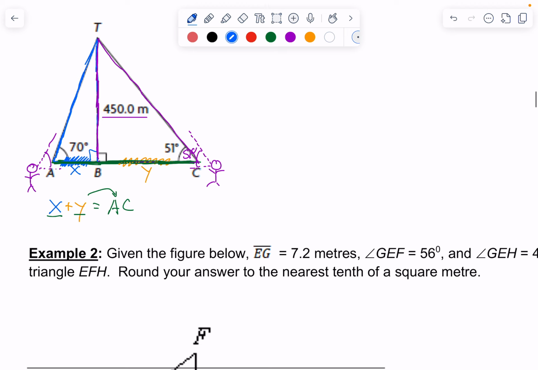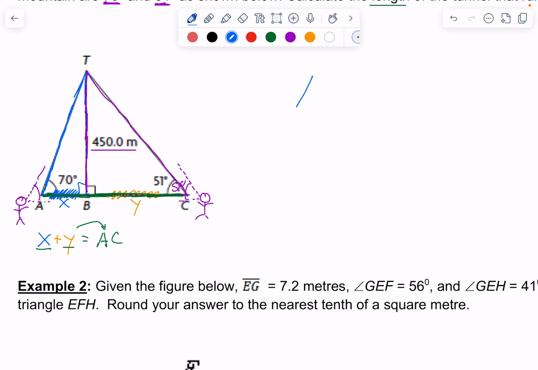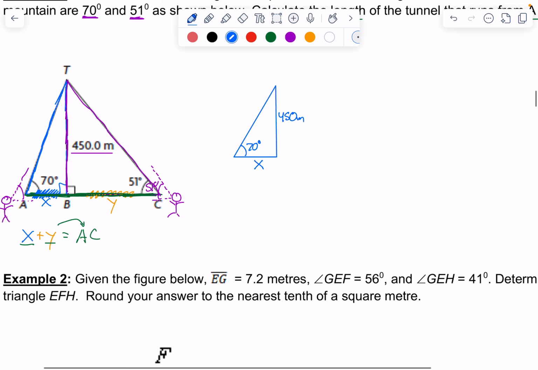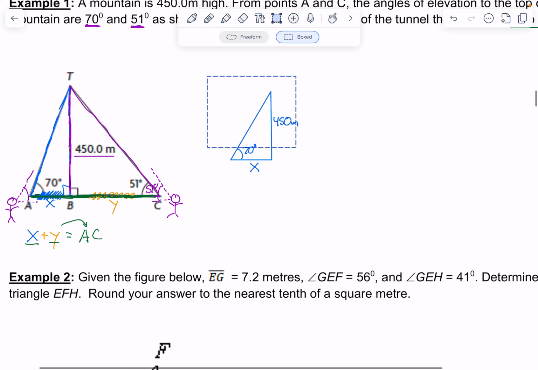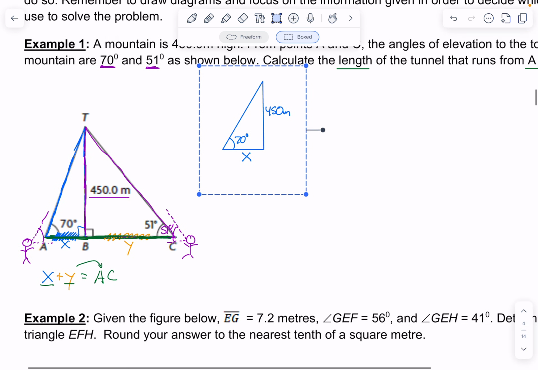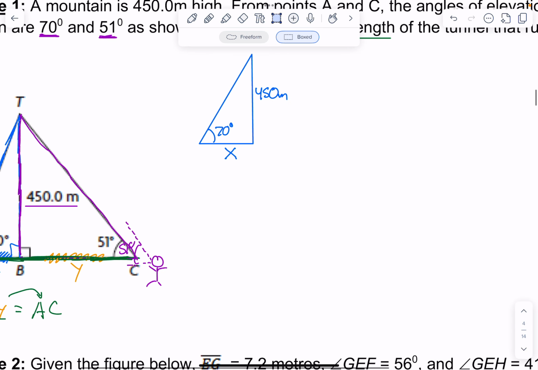So let's draw some separate triangles here. Always draw visuals. It makes your life so much easier. I've created this blue triangle where this was 450 meters. This right here was 70 degrees. And we're looking for this x right here. Well, what am I given? I'm just going to move this up actually. What am I given? What am I looking for?